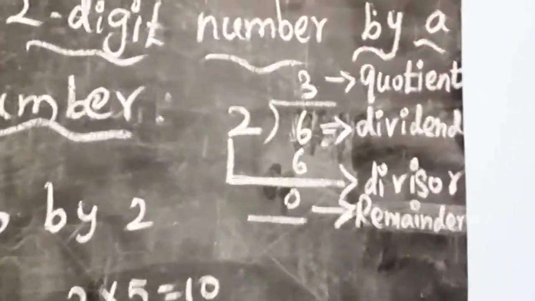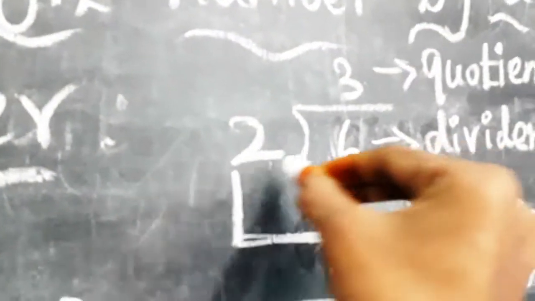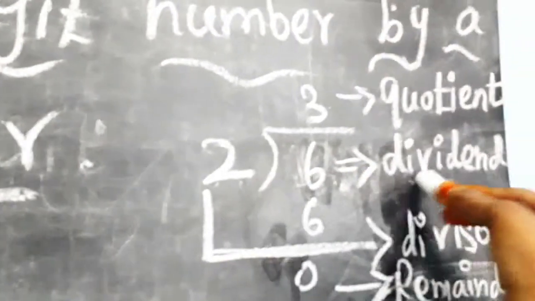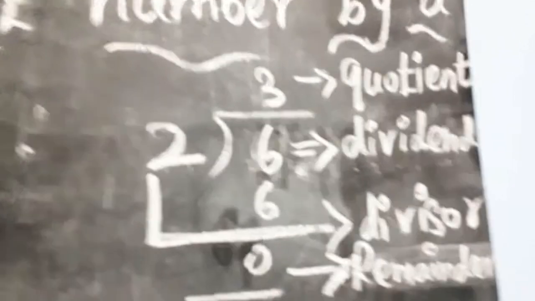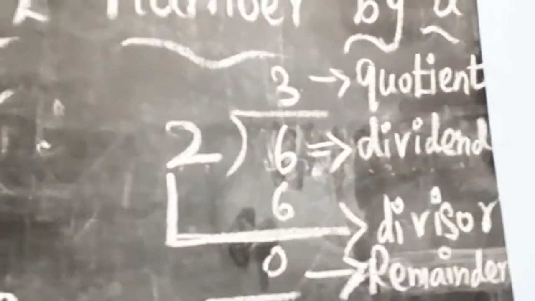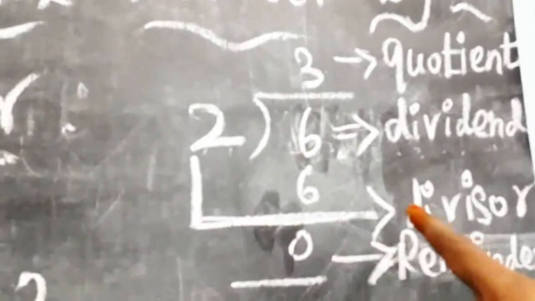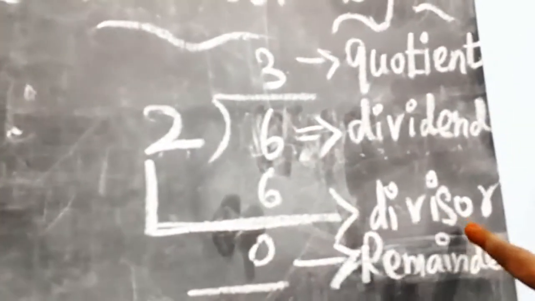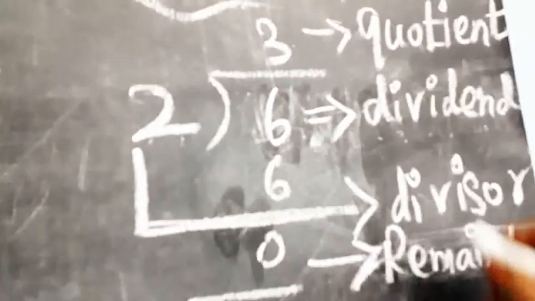Now look here. Divide 6 by 2. Here 6 is called the dividend. By 2, that is called the divisor.